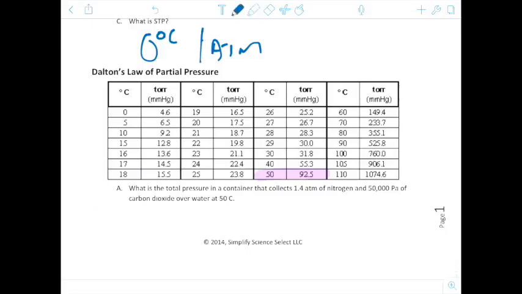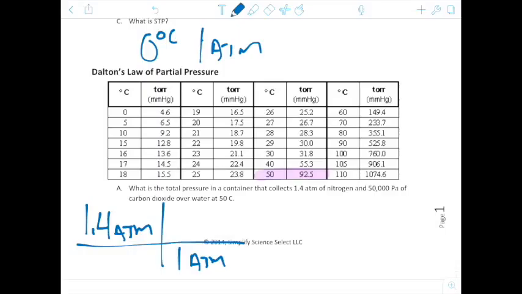Let's convert these to torr. So 1.4 atmospheres, not pascals, but torr, excuse me. 1 atmosphere is 760 torr, and we're doing that because we see we have torr up there. And so we would get 1,064 for our nitrogen.